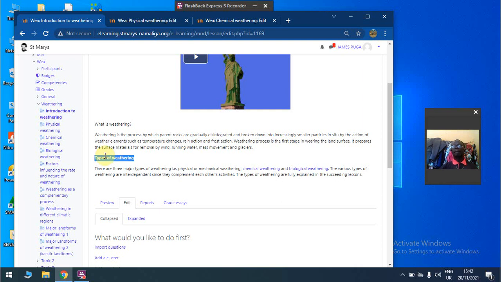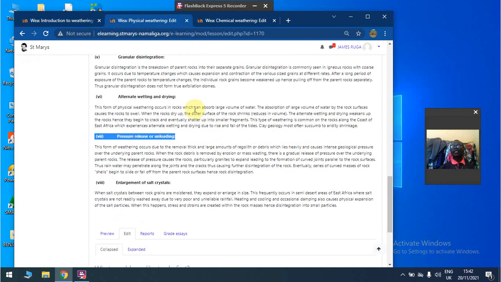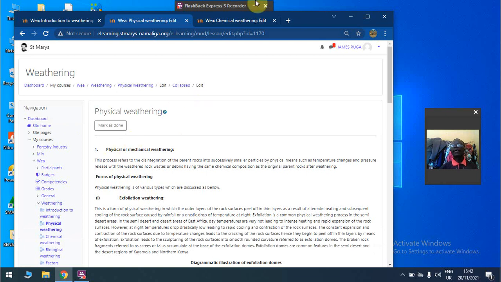There are three major types of weathering. We have physical weathering, sometimes called mechanical weathering, chemical weathering, and then biological weathering. All these weathering processes occur in different ways, but they are interdependent, meaning one weathering process can aid the occurrence of another type of weathering. So we have to look in detail at the types of weathering. First of all, we shall begin by looking at physical weathering.